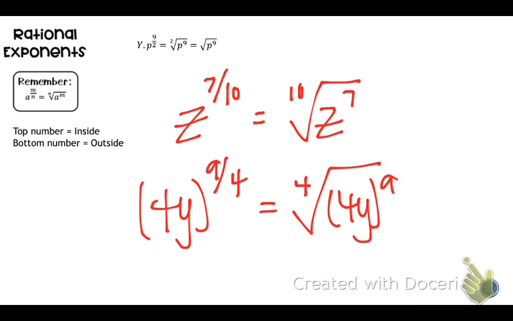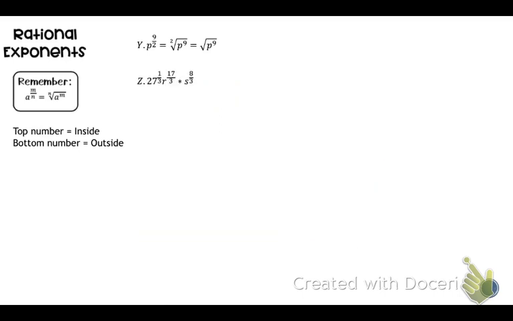Okay. This one, so they're all under 3. And so let's just change this to radical form right here. So that's going to be the cube root of 27 to the 1st power, because remember, bottom number goes on the outside, top number goes on the inside. And then the cube root of r to the 17th, and the cube root of s to the 8th.